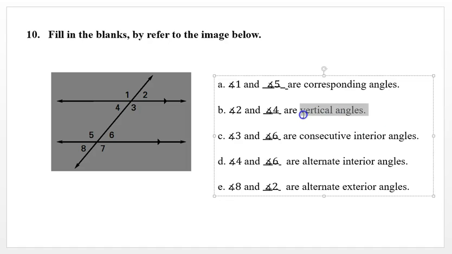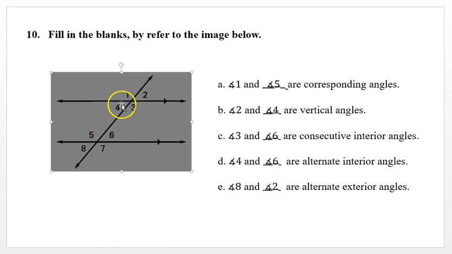Here, angle 1 and angle 4 are vertical angles. A quick and easy way to figure out you have vertical angles is that notice this right here. 4 and 2, the angles that they create, they look like V's. One's a V this way and one's a sideways V the other way, for vertical angles there. Now part C here, angle 3 and blank are consecutive interior angles.